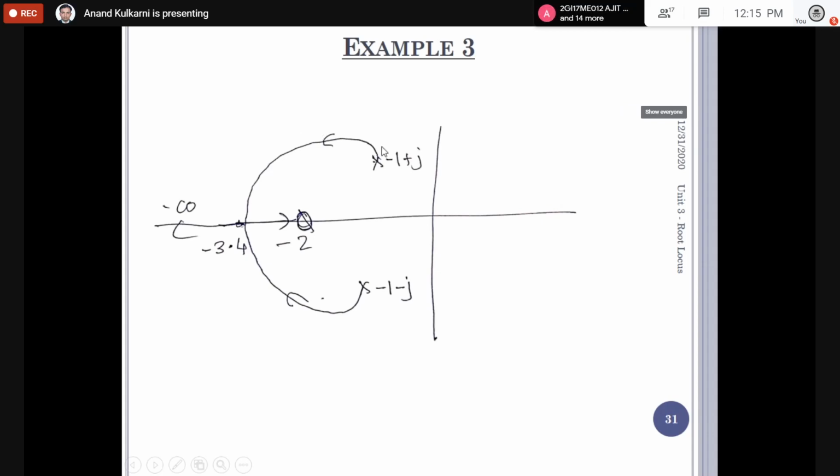So the root locus will start here and it will come to a breakaway point. The breakaway point is minus 3.4. Similarly, the root locus will start here and come to this breakaway point only. That is minus 3.4.